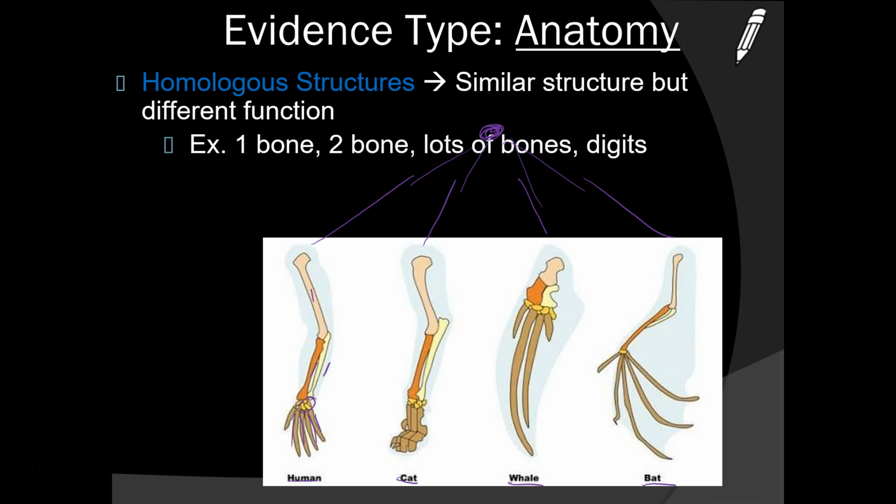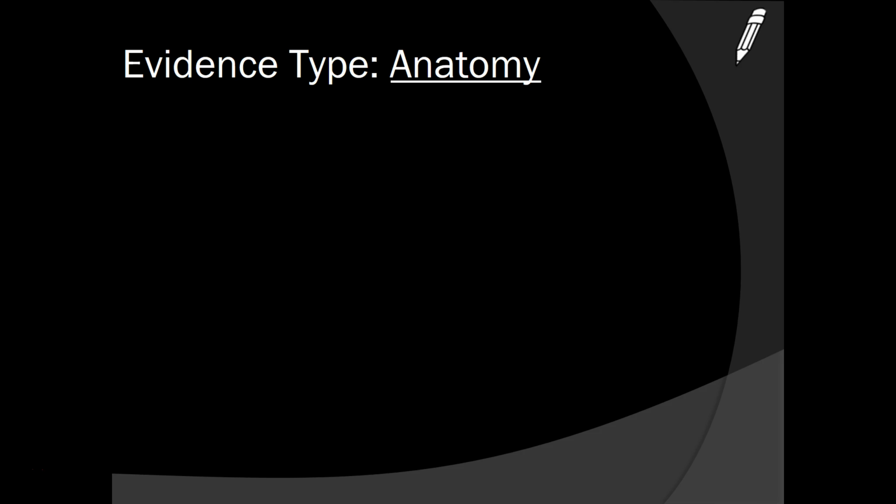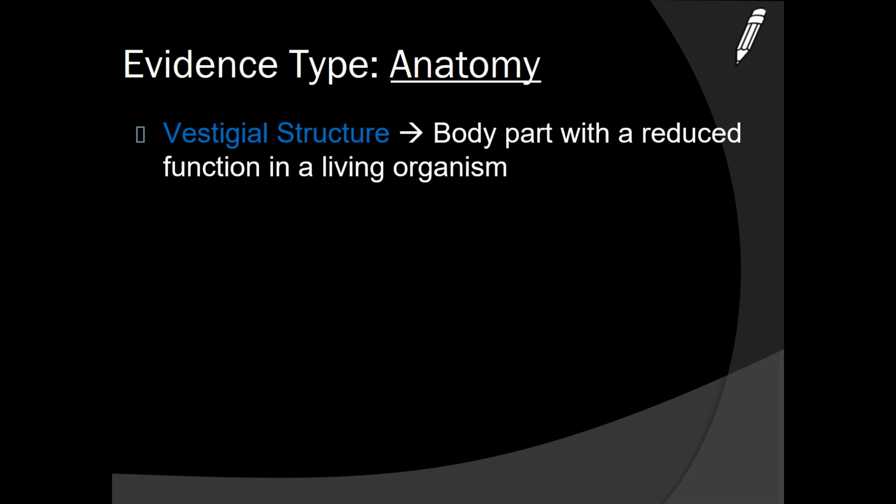Again, these structures are called homologous. And if you remember, I've said this several times throughout the year, what does this prefix mean? Homo means the same. So same or similar structures found in different organisms. And they also serve different functions too. So a human is going to use his arm differently than, let's say, a bat would use their wings or the limbs. Okay? And the same is true for a cat and a whale. These would have different functions, but they have similar structure and organization. The second type of anatomy or anatomical evidence is called vestigial structures.